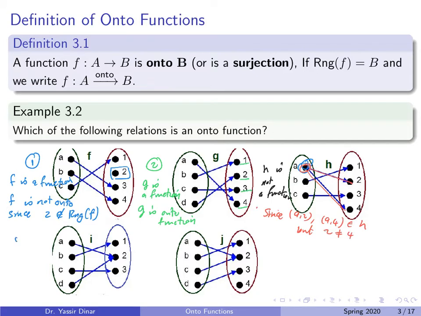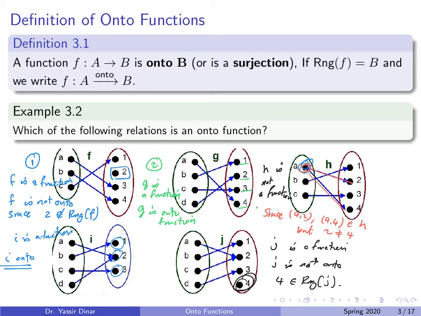The relation i here is a function, and also i is onto since all the elements in the codomain are in the range, so i is onto. The fourth one, j, is also a function and j is not onto, and that's because 4 is not in the range. 4 is in the codomain, but it's not in the range of j.